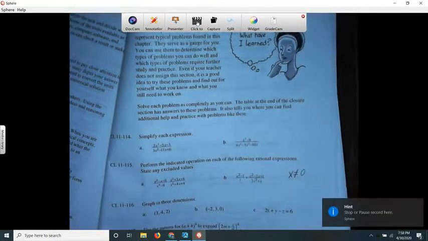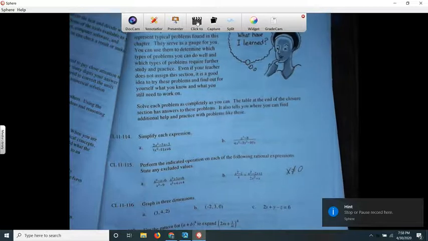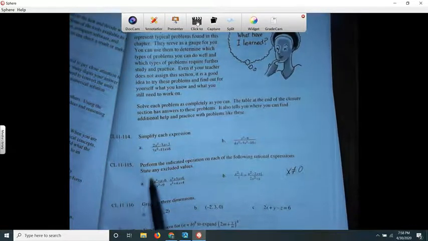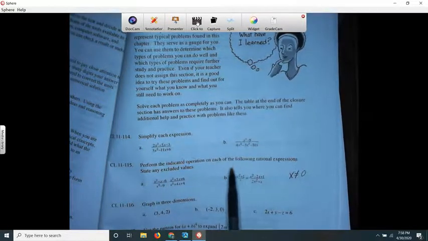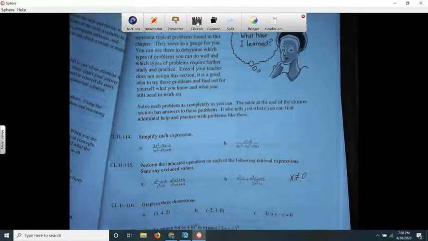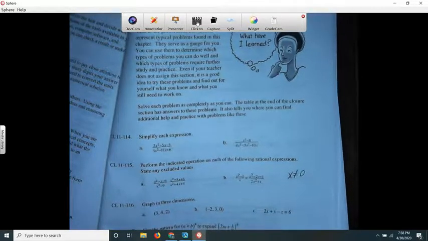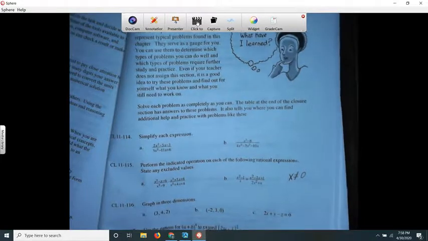Here's Integrated 3, CL11-115. Perform the indicated operation of each of the following rational expressions and state any excluded value.